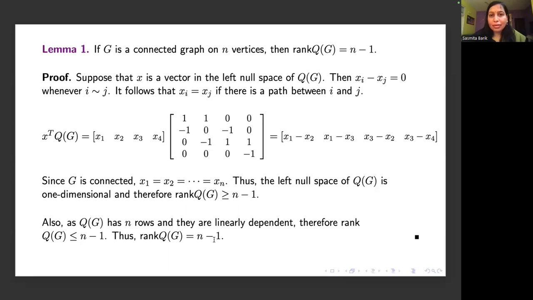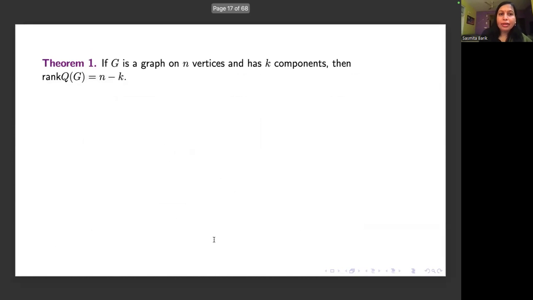So if G is a connected graph, then the rank of Q is exactly n minus 1. And not only that, if you are taking a disconnected graph, and let's say it has k components, then the rank of Q will be exactly n minus k.